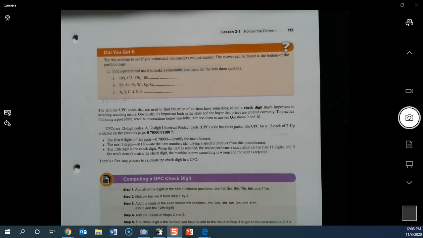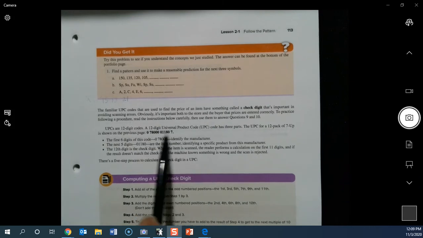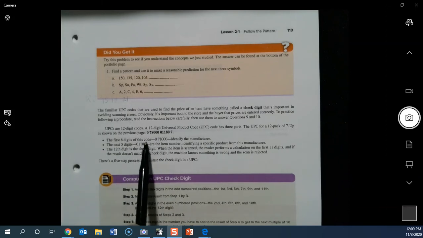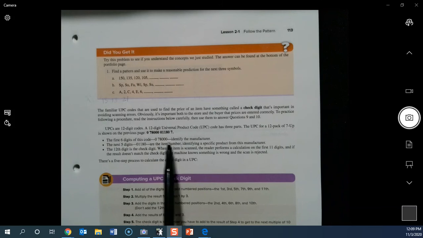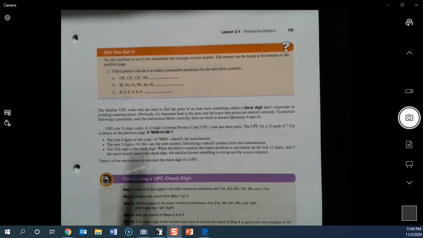UPCs are 12-digit codes. A 12-digit universal product code has 3 parts. The UPC has a 12-pack of 7-Up. It's shown on the previous page, and it tells you this is the UPC code. The first 6 digits of this code, 078,000, identify the manufacturer. The next 5 digits, 01180, are the item number identifying a specific product from the manufacturer. And the 12th digit is the check digit.